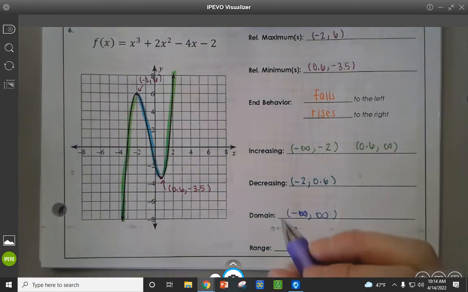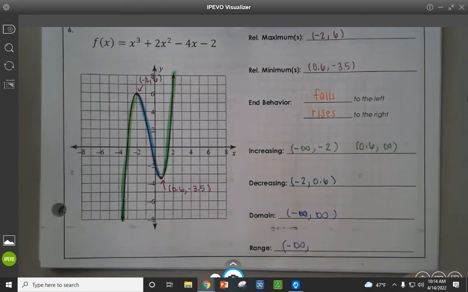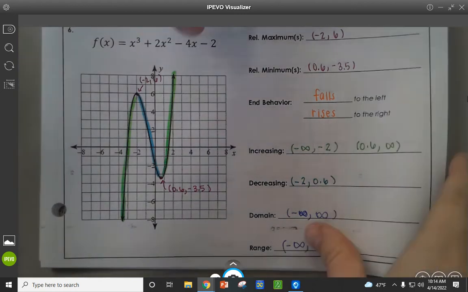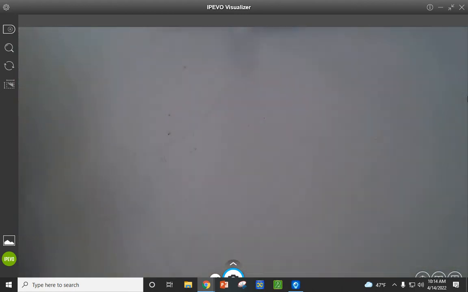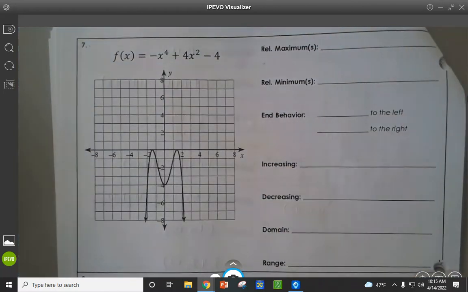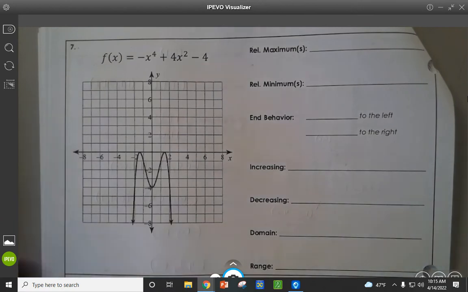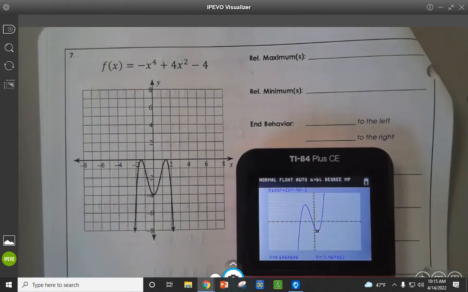What about the range? What do I have at the bottom? Arrow, so negative infinity. Do you have an arrow on the top? Yep, so it's to positive infinity. Any questions? All right. I'm going to do 2 more of these and then we'll be done. Number 7. Let's go and get our maximums and minimums.